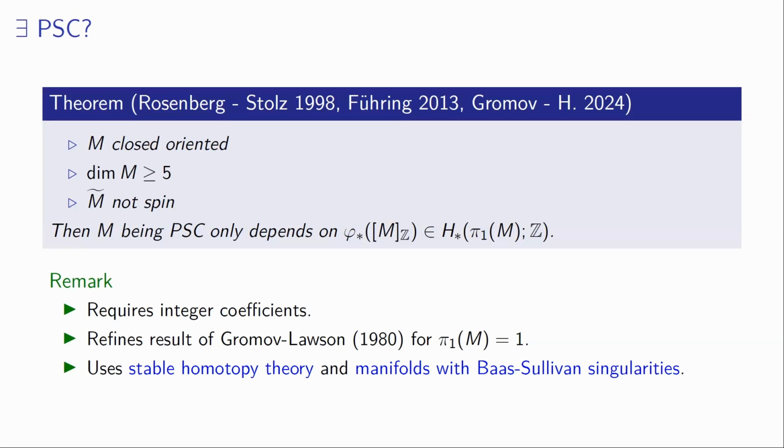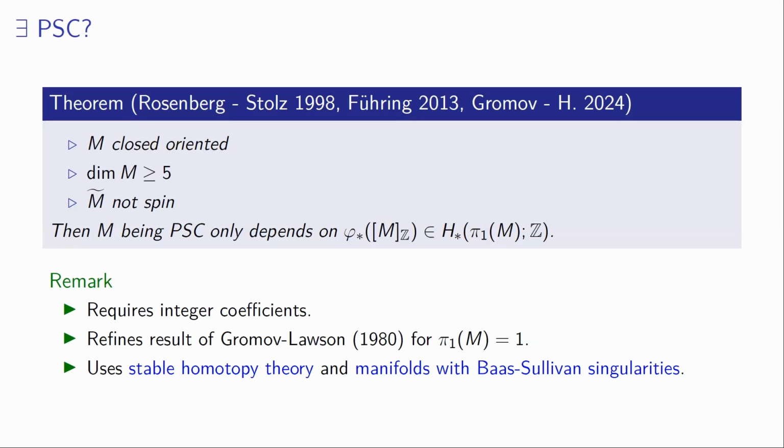So if M tilde is not spin, then the only obstruction to admitting a PSC metric lies in this element, or we can reformulate it: in dimension at least 5, for closed oriented manifolds whose universal covering is not spin, the property of admitting a positive scalar curvature metric only depends on the image of this class. So that's the class large Phi I defined before. But here I have to take integral coefficients. It does not work with field coefficients. We really have to work with integral coefficients here.